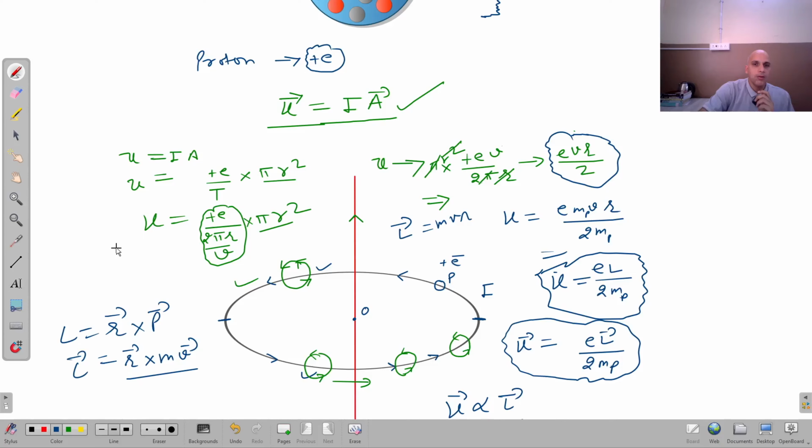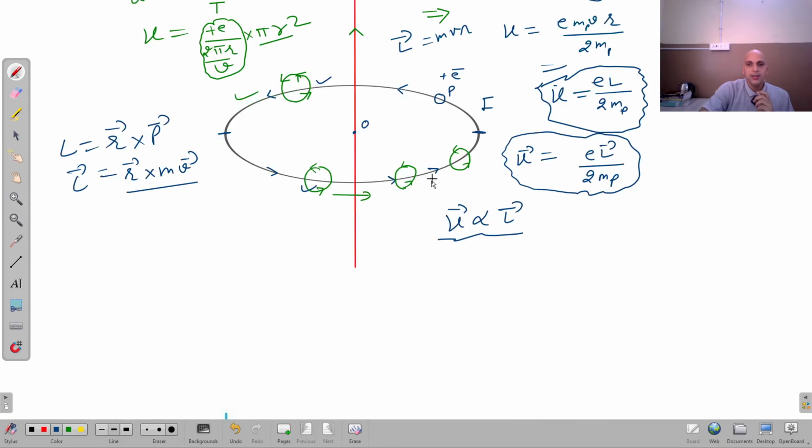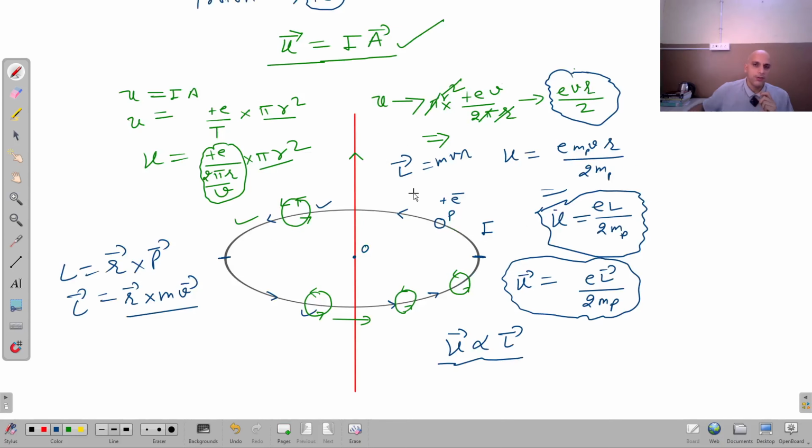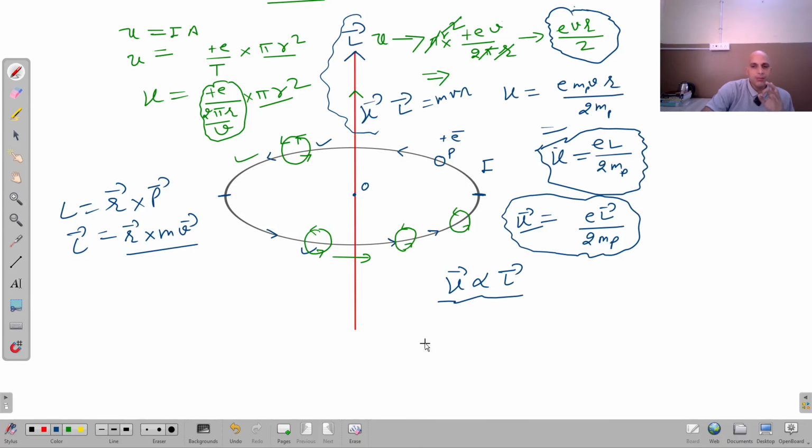If they are moving in the counterclockwise direction, this one, right, then the direction of L is along this side, and in this case the direction of mu is also along this side. So these both vectors are in the same direction, right? You can see here, because this term E upon 2mp is a constant. So mu is directly proportional to L, and these two vectors are in the same direction, but they have different magnitude, right? So this is magnetic dipole moment due to orbital motion of proton.